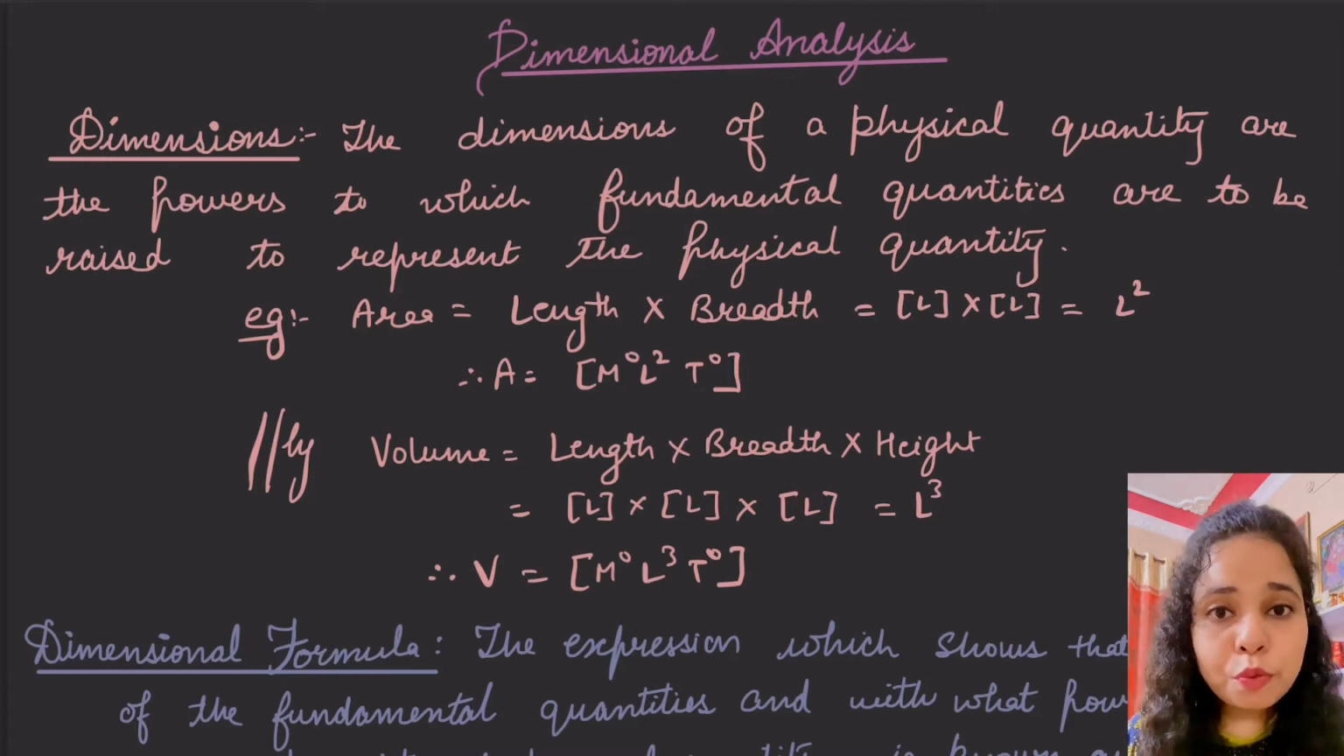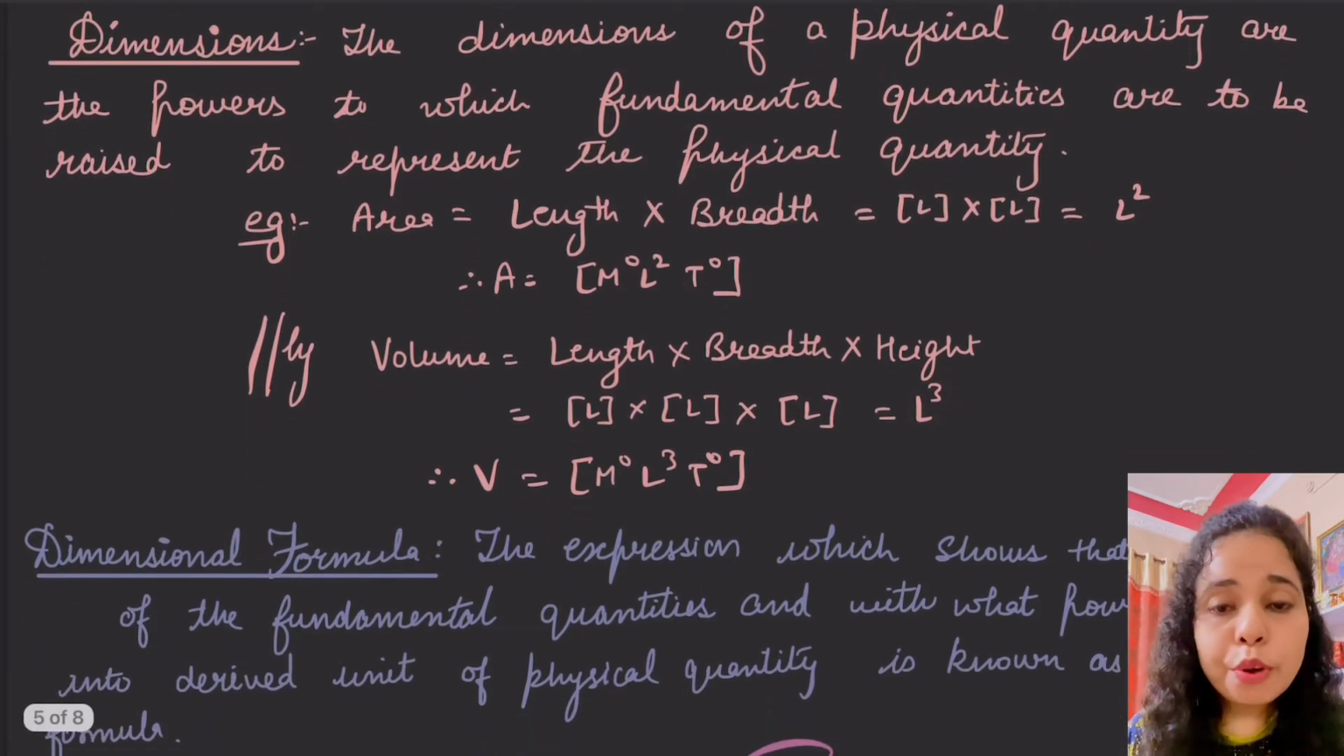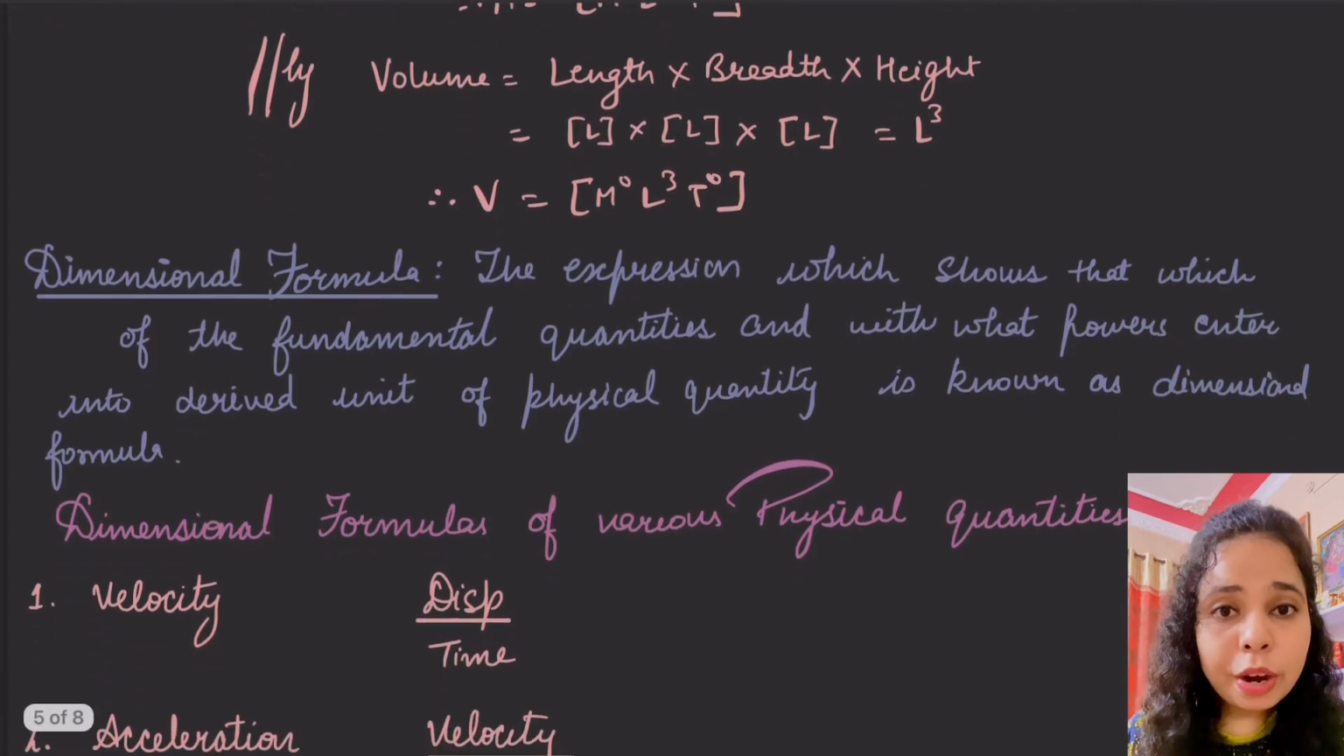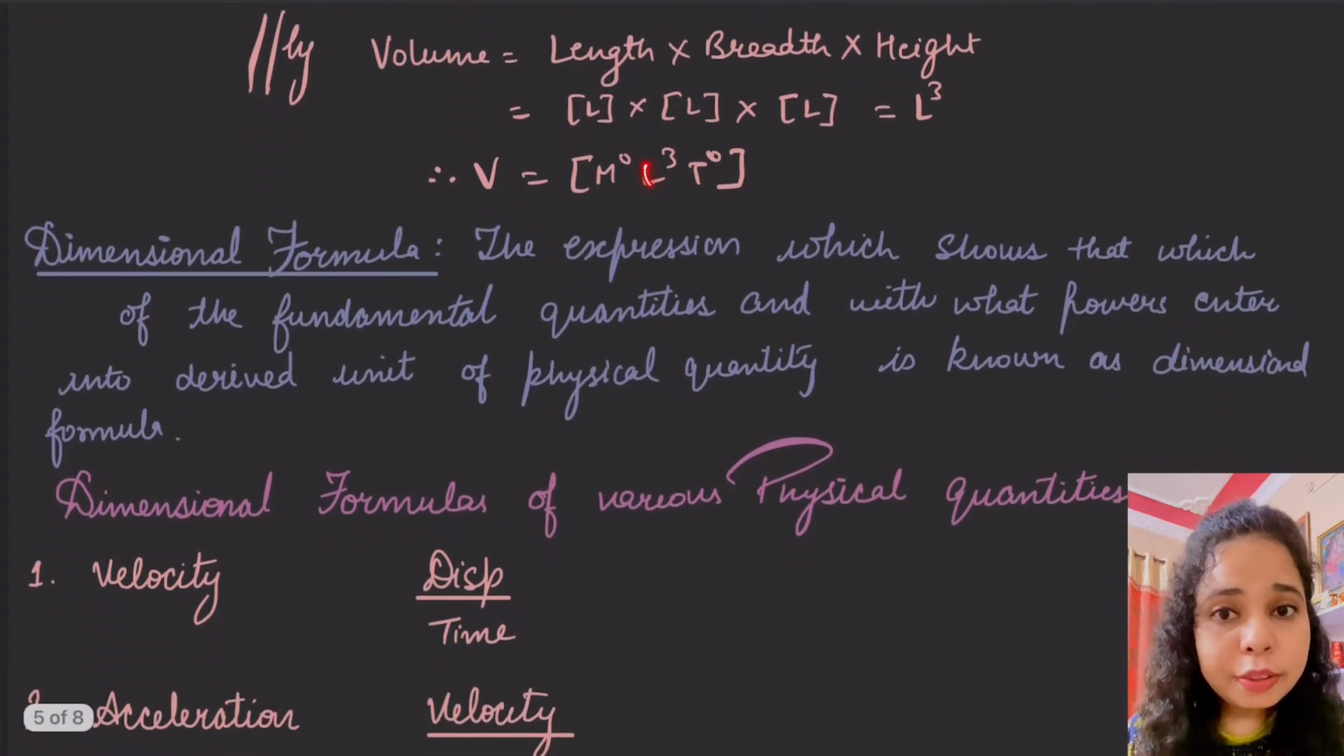Similarly, if we talk about volume, we have the formula length into breadth into height. Length is a length, breadth is another length, and height is another length, taken in different directions. So volume contains length 3 times, length into length into length, which is L cube. Therefore volume contains the fundamental quantity length taken 3 times, and hence the dimension for volume is L cubed. It does not contain the fundamental quantity mass or time. So these are the dimensions.